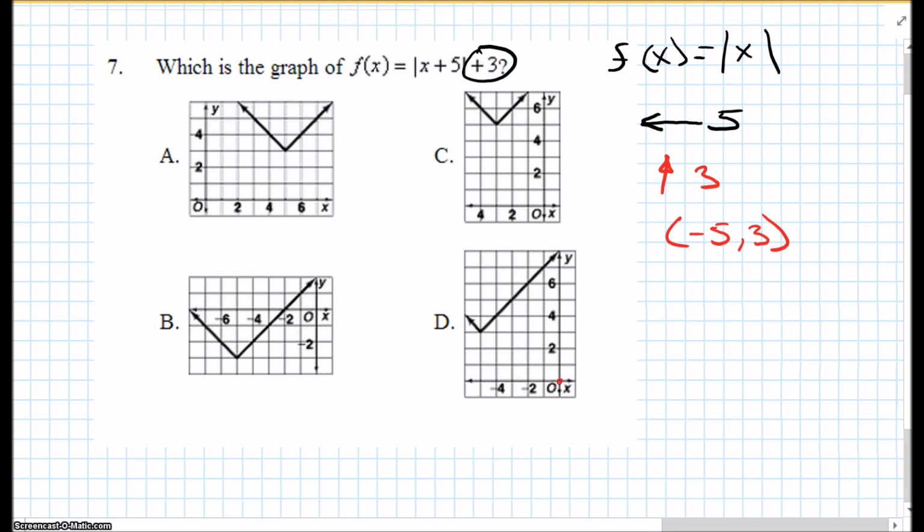So look at this one, -5, so we'll go 1, 2, 3, 4, 5. Go up 3. 1, 2, 3. So the answer is D.